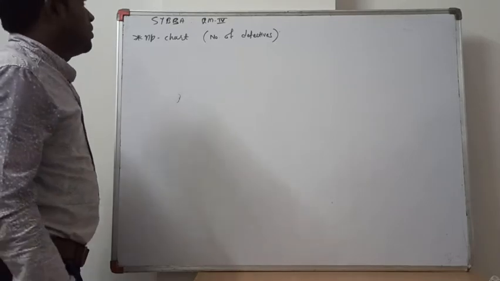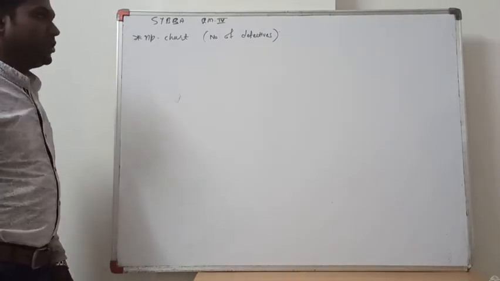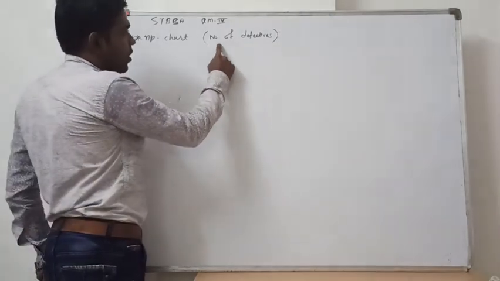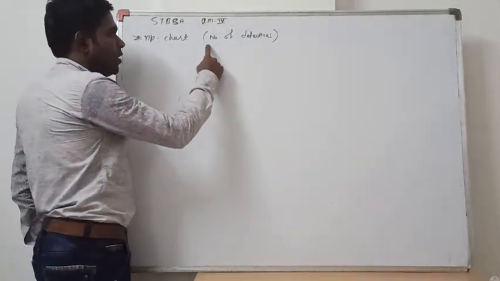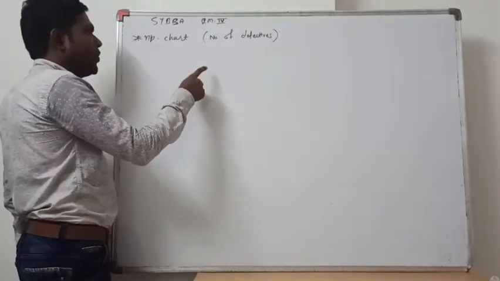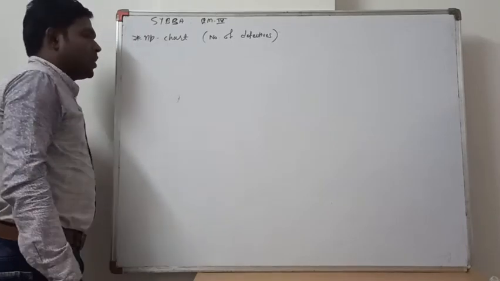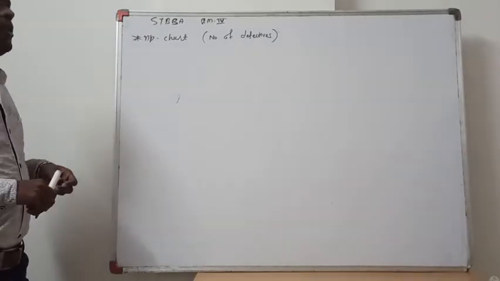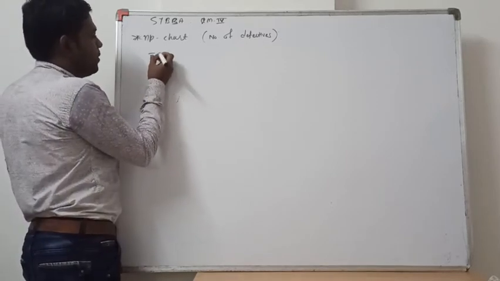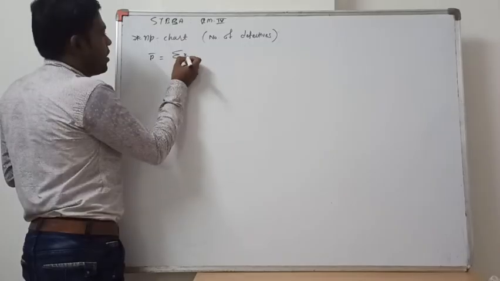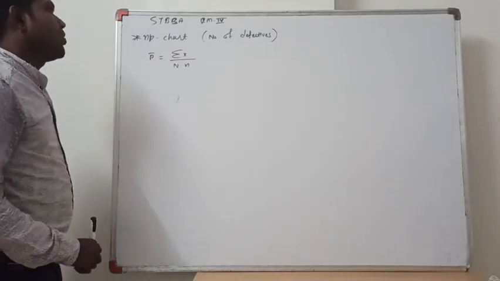Hello students, today we start the NP chart, also known as the number of defectives chart. The word is what? Number of defectives chart. You have to identify using this word that this chart is the NP chart. Now in the NP chart, first we have to find P bar, that is sigma x upon n into capital N, right?